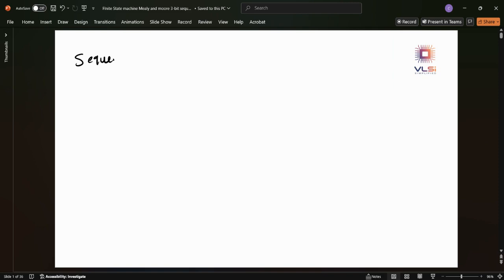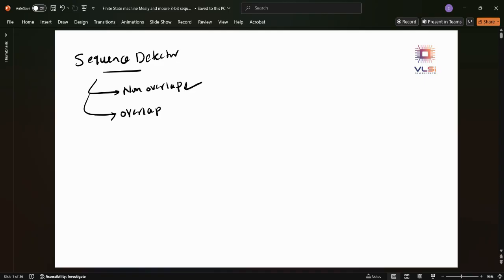In sequence detectors, you have two types: non-overlap and overlap. In non-overlap, the final bit of the sequence cannot be the first bit of the next sequence. That means once you get the final bit, it will start from the initial state. In overlapping, the final bit of the sequence can be the first bit of the next sequence. Suppose I want to design a sequence detector for 101.